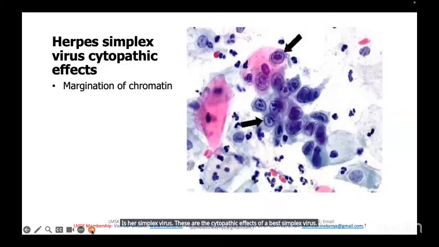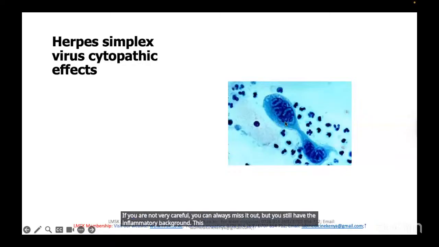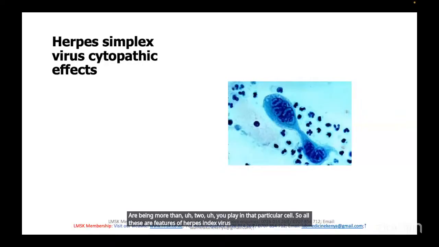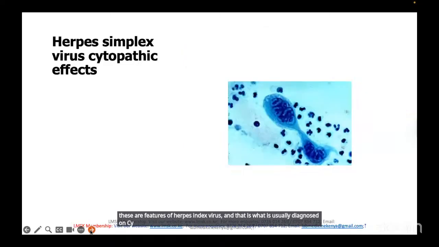Another photomicrograph. Then we see another. I've mentioned that sometimes they don't show the same. So this one, if you're not very careful, you can always miss it out, but we still have the inflammatory background. This is multinucleated. It's a multinucleated cell having more than 2 nuclei in that particular cell. So all these are features of herpes simplex virus, and that is what is usually diagnosed on cytopathology.